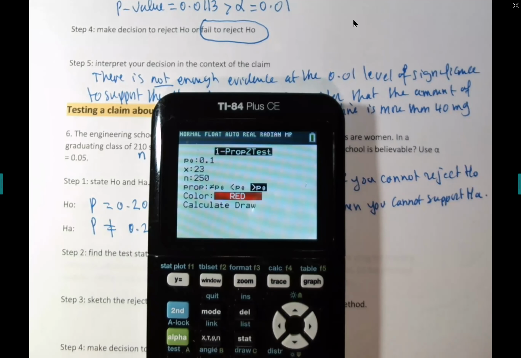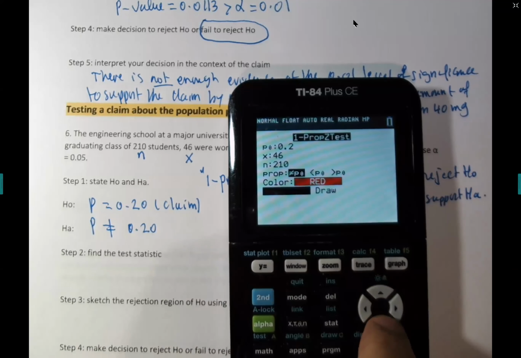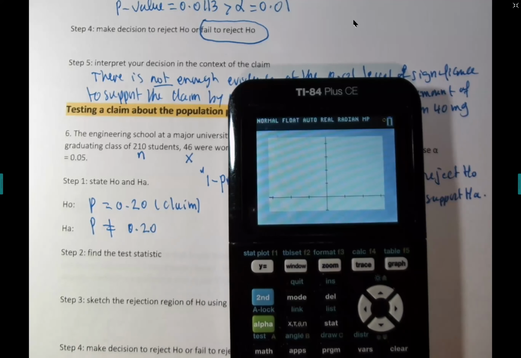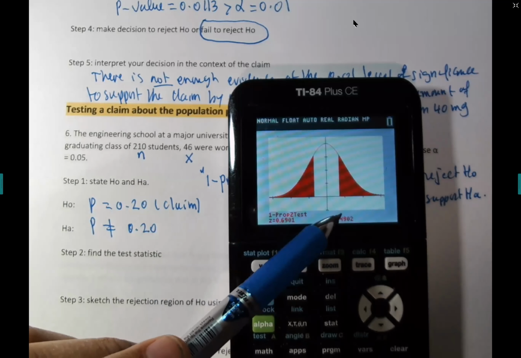P0 means state the value that you have in the null hypothesis, so 0.2. X is the smaller value, 46. N is 210. And now choose the not equal sign. That's the alternative. And if you want a draw, oh, huge p-value. So you need 2 values from there. We need this one, Z, and we need P. So I'm going to copy them: 0.69.